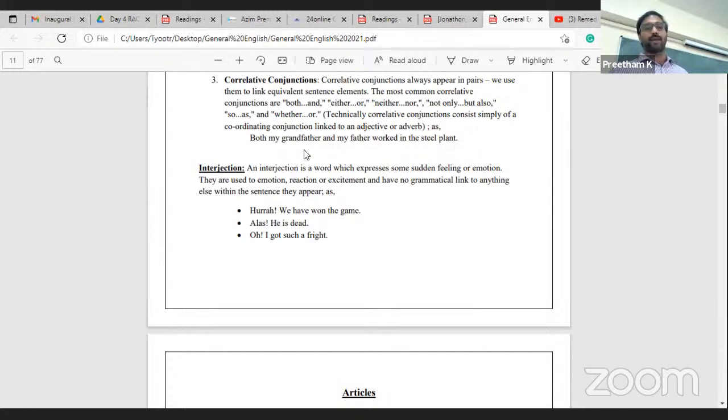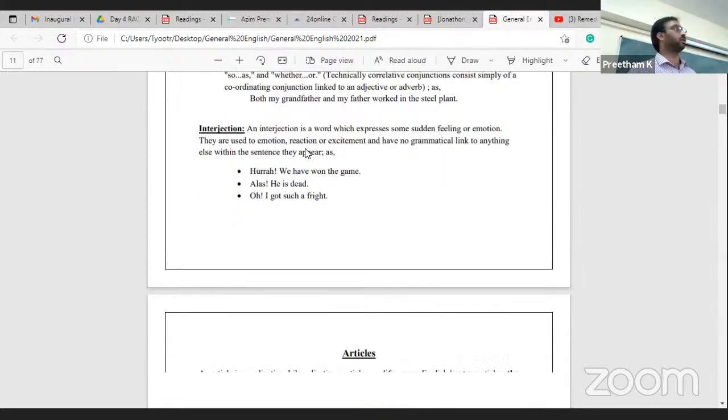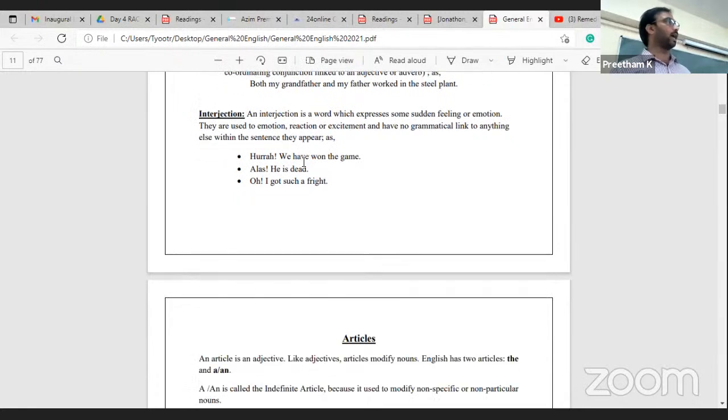Both my grandfather and my father worked in the steel plant. So it's a compulsion. Whenever you use the word both, it has to be followed by and in the later part of the sentence. You simply can't say both my father, grandmother work in the steel plant. Also no sooner than, rather than, hardly than.